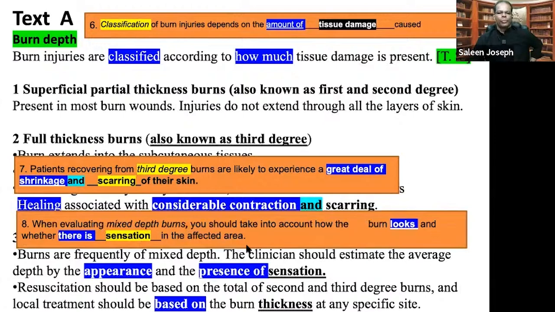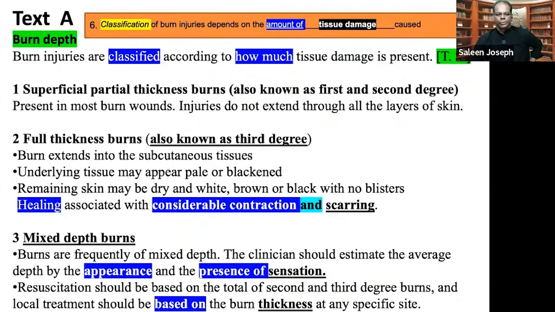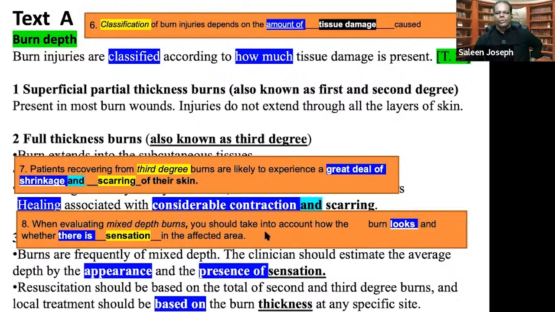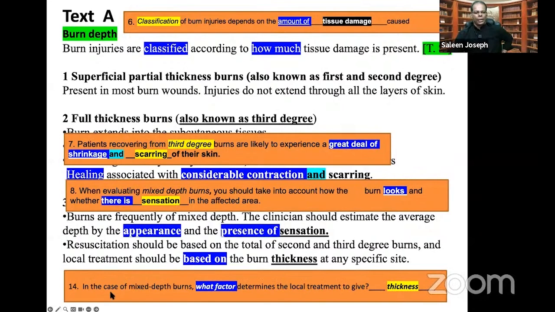Next one, when evaluating mixed depth burns, immediately you know you have to come here, mixed depth, right? Below, last portion, 3. You should take into account how the burn looks and whether there is sensation in the affected area. Presence of sensation. Second line, you see. Looks, appearance, synonyms. Next one, 14th one. In the case of mixed depth burns, what factor determines the local treatment to give? What factor, based on. Synonymous expression.